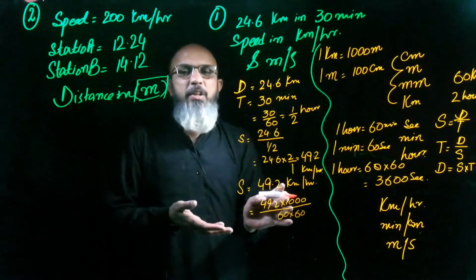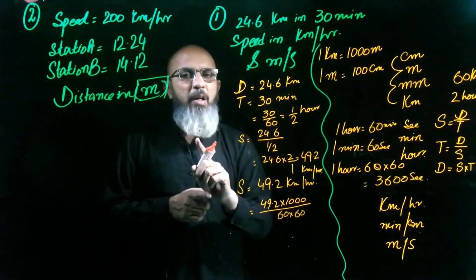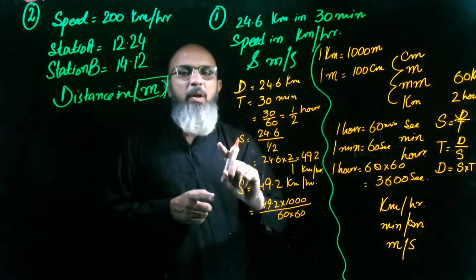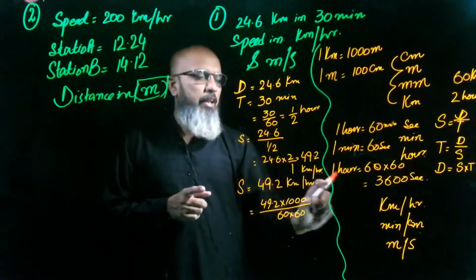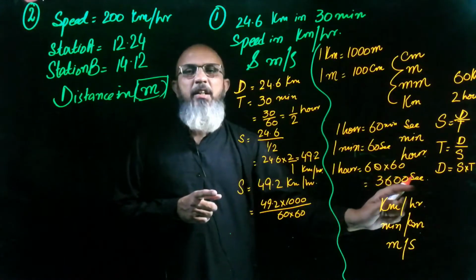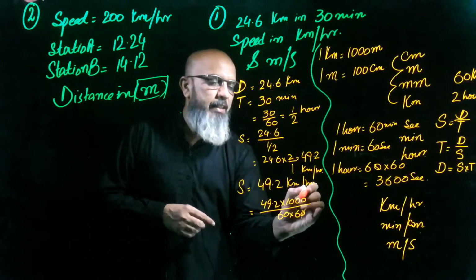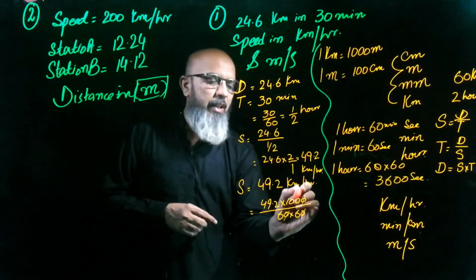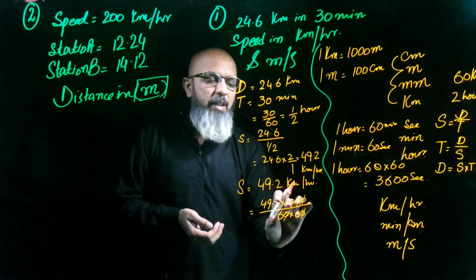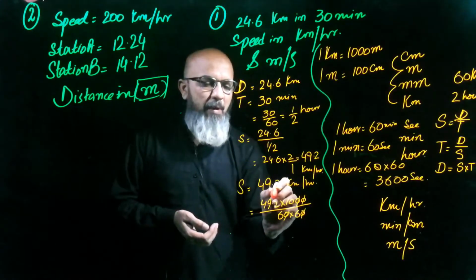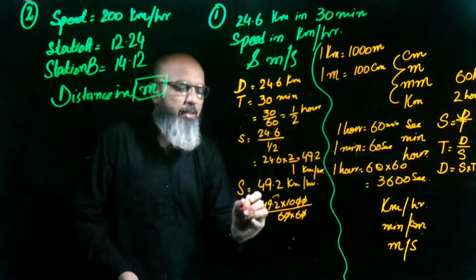Why 60 into 60? I already explained to you that there are 60 minutes in 1 hour and 60 seconds in 1 minute. So in an hour we have 60 into 60, 3600 seconds. So this 0 cancels with this one, and this 0 also cancels with this one. So it's easy for us to multiply with the 10. When we multiply with multiples of 10, we need not multiply, simply move the decimals.